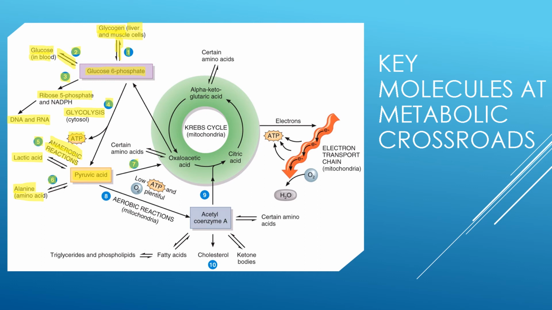And then we have number 7. And number 7 here, it's not specifically labeled, but number 7 is actually gluconeogenesis. And so this is where pyruvic acid, as well as certain amino acids, can be converted into oxaloacetic acid, which is one of the Krebs cycle intermediates.